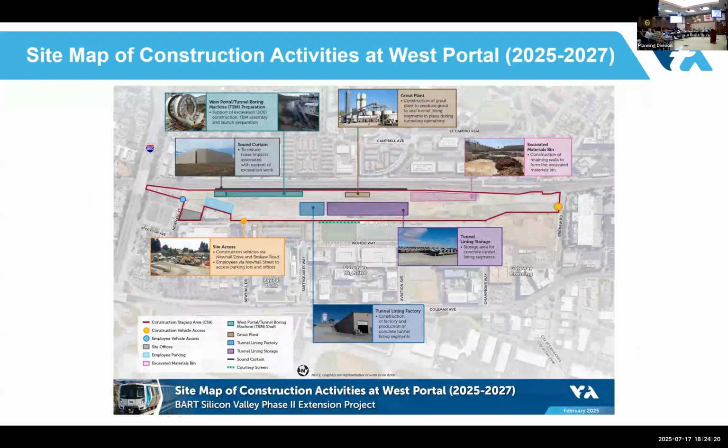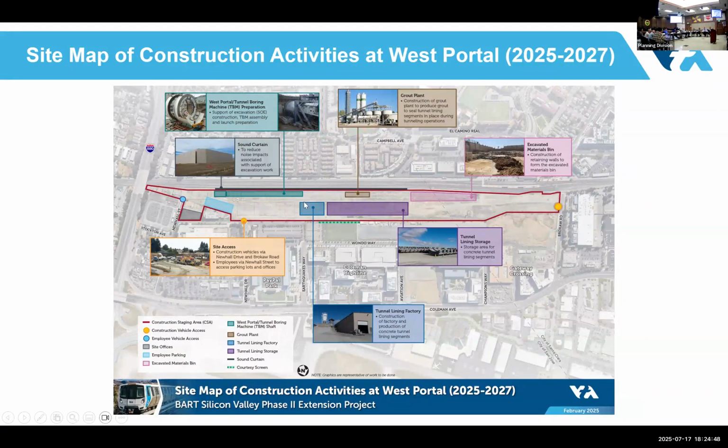To orient you to the site, on the right of this graphic, I realize it's really small, is Brokaw, where the orange dot is. And on the left is 880. So this is a very long linear site. On the bottom of the graphic is the airport in Coleman, and on the top is Santa Clara University and Campbell Avenue.